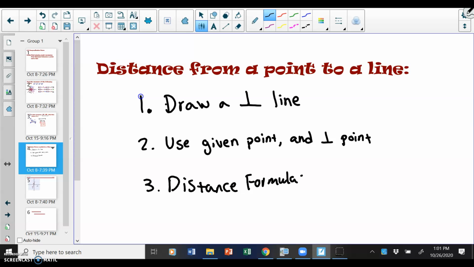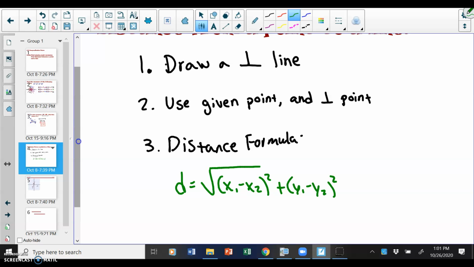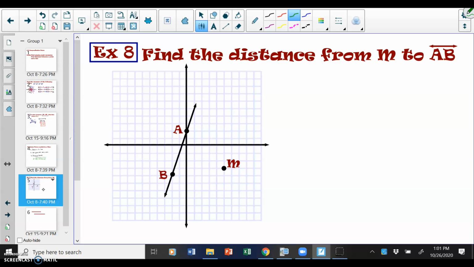And if you don't remember what it is, it's okay. I got you. We're going to say that d is equal to the square root of x1 minus x2, that whole thing is squared, plus y1 minus y2, that whole thing is squared. You're going to need to know that for the test. You should have that memorized. We've been doing this since the first week of school, but this formula is super important. So let's do an example here.